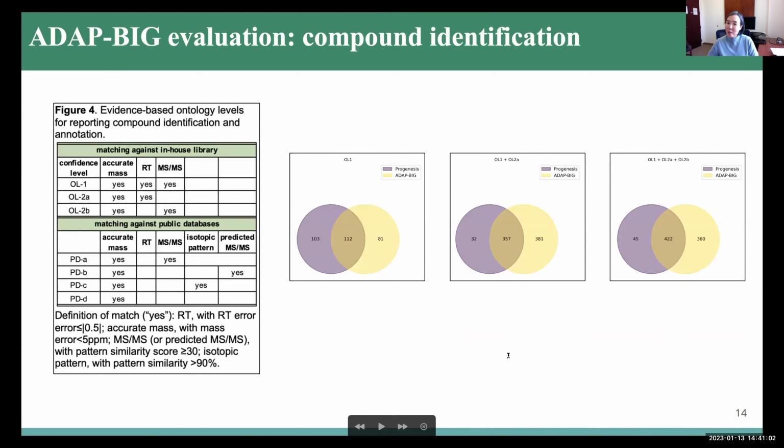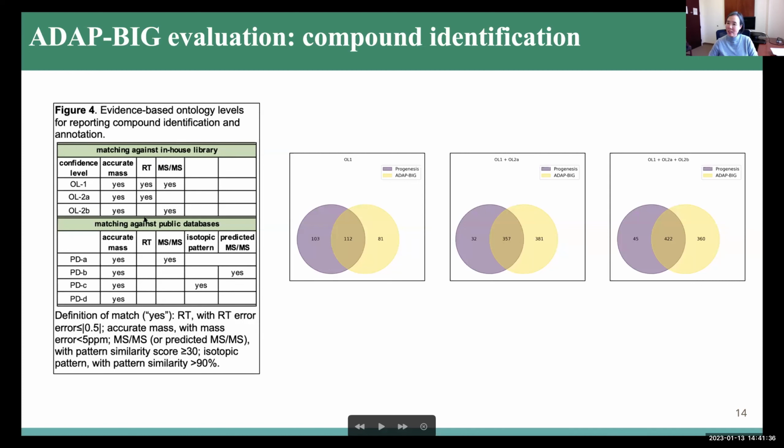How about in terms of compound identification? This means to match against your in-house library. Your in-house library has been produced using the same analytical platform. So here we are talking about results for data that have been acquired in Dr. Susan Sumner's lab. Her lab has developed an ontology system to provide evidence basis for compound identifications. And for matching against in-house library, there are 3 levels, OL1, OL2A, OL2B.